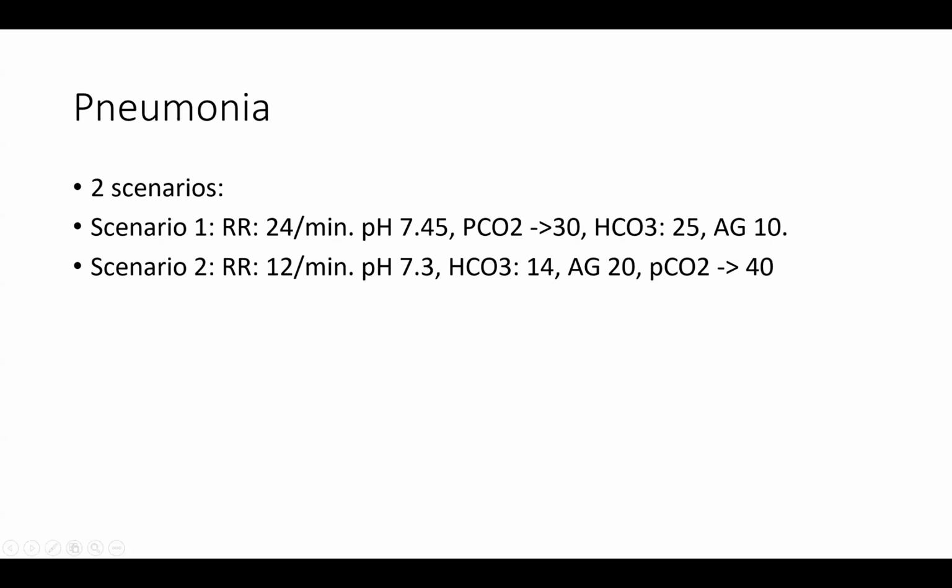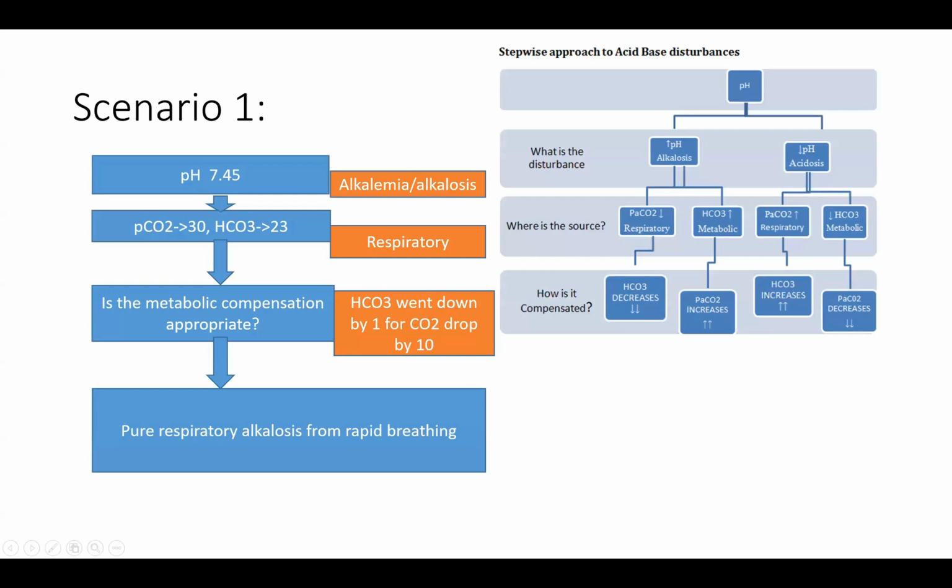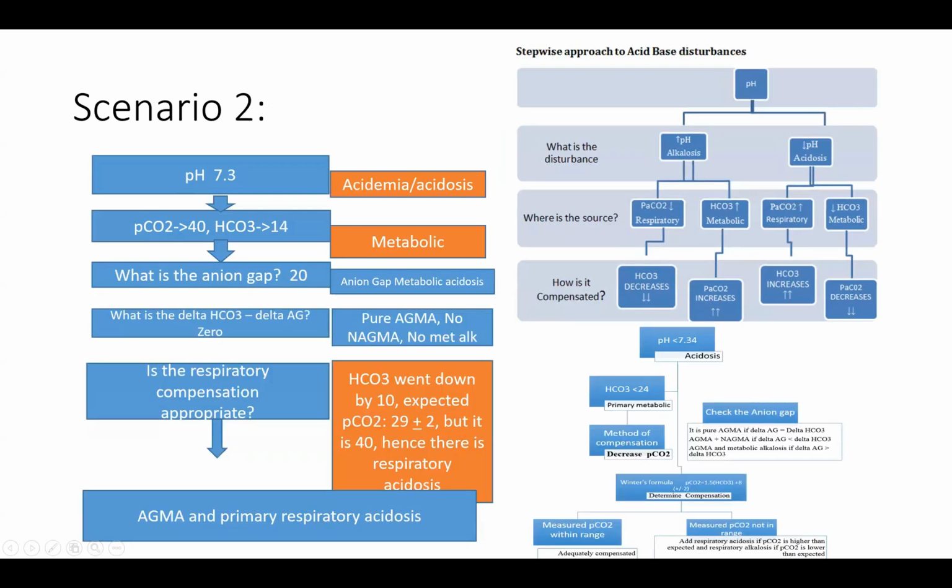So this is the first patient, pure respiratory alkalosis from rapid breathing. This is the second scenario where bicarbonate went down. Look at the middle panel. You have acidemia, so metabolic acidosis because bicarbonate is 14. And the anion gap is 20, normal is 10. So you have anion gap metabolic acidosis. The change in anion gap is the same as the change in bicarbonate.